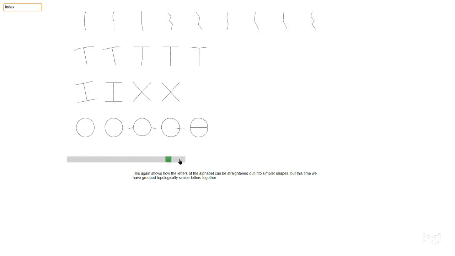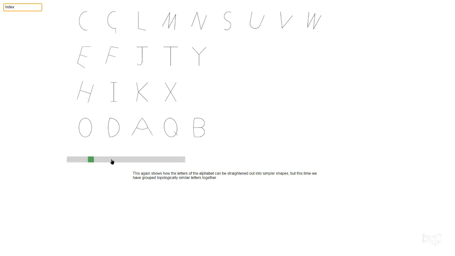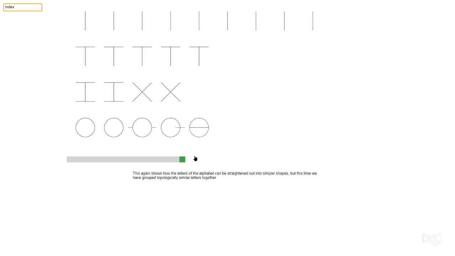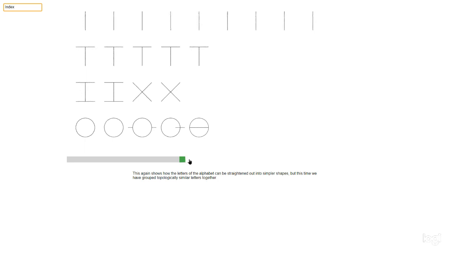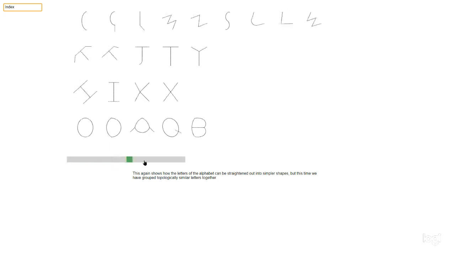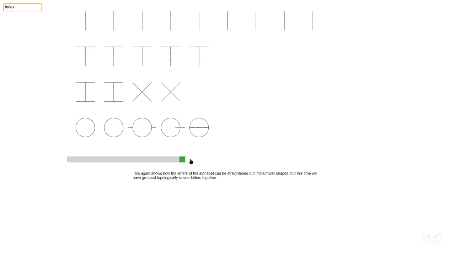And here we've got more or less the same picture, except that we've grouped the letters according to their topological similarity. So along here, C, G, L, M, N, S, U, V, W, all of those just consist of a single line. And when we straighten them out, they just become obviously unit intervals. And so they're all homeomorphic to each other. Similarly, the E, F, J, T, Y, all of those can be straightened out into a T-shape, and so they're all homeomorphic to each other. And here we have the F, H and the I, which are the same, and the K and the X, which are the same, although they're different from each other. And then on this line, the O and the D are the same. The A, Q and the B, they're all separate.